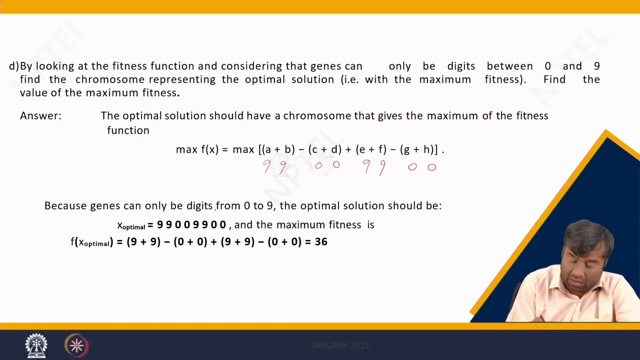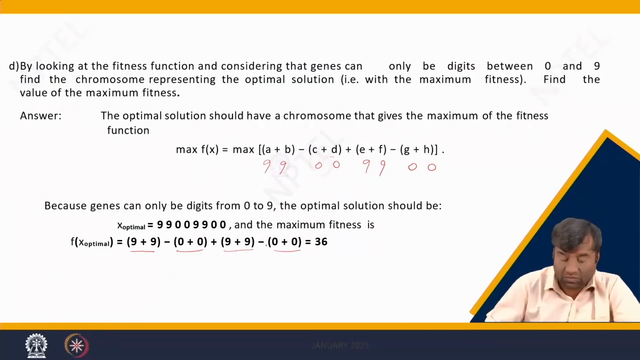So the chromosome which contains the maximum value is 9900, and the maximum value will be A plus B minus C plus D plus E plus F minus D plus H. So you will get that.